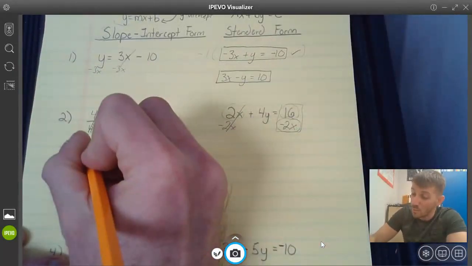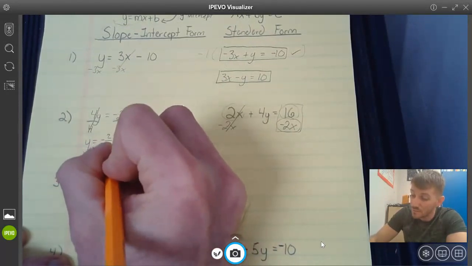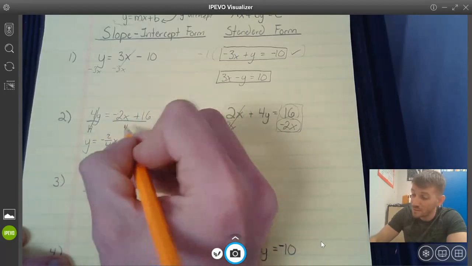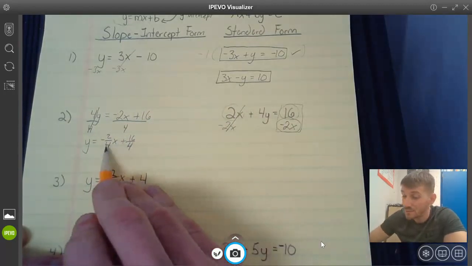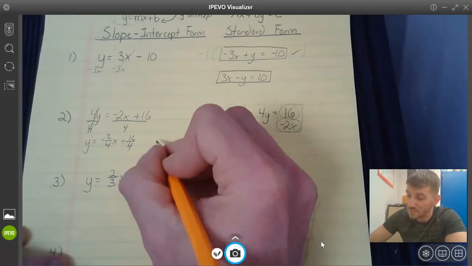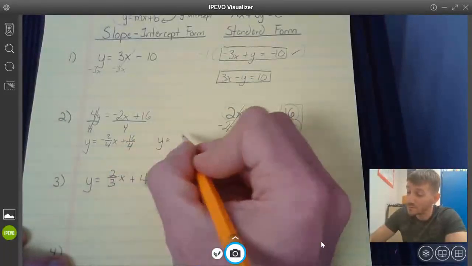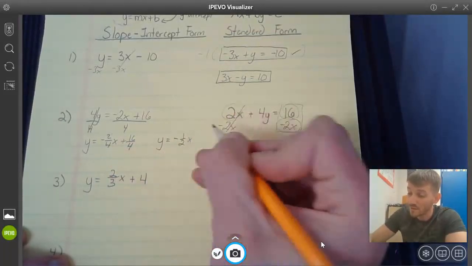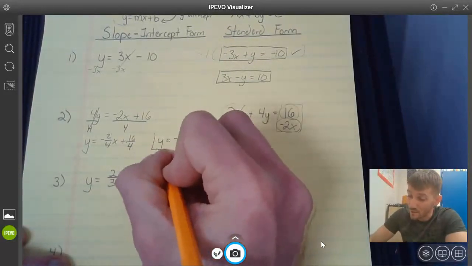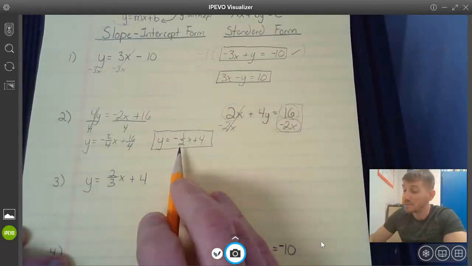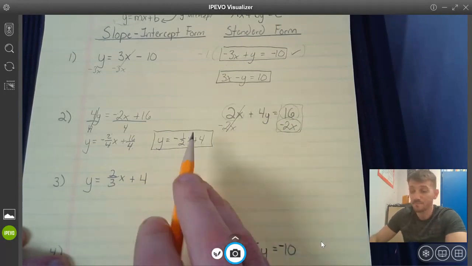So we are left with y equals negative 2 over 4x plus 16 over 4. And as some of you are noticing, these can be reduced or made simpler. So our final answer, y equals negative 2 over 4, 2 goes into both of these, so that would be negative 1/2 x. And 16 divided by 4 is 4. So that would be your equation of the line in slope-intercept form. So standard form, slope-intercept form.